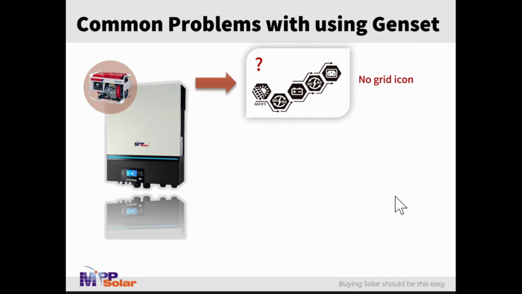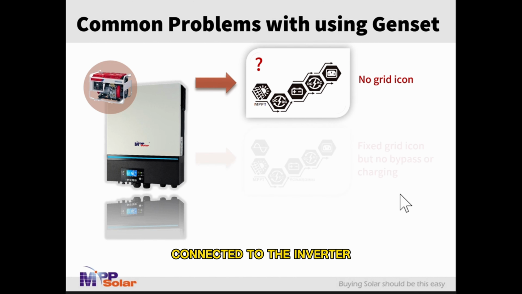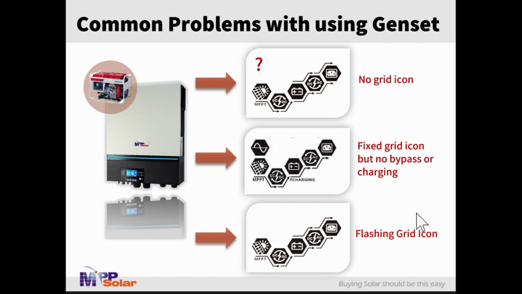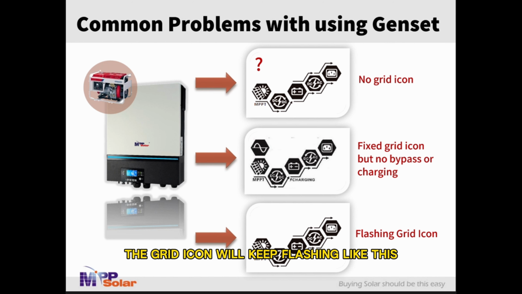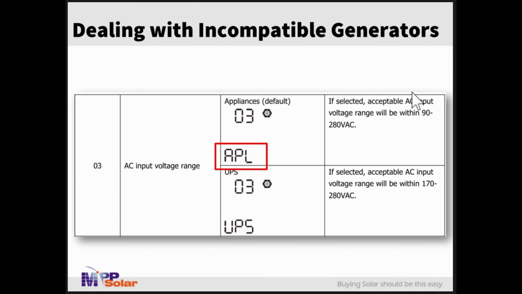First, you may see no grid icon at all, despite generators has already been properly connected to the inverter. Or the next scenario, you have a fixed grid icon, but bypass or battery charging simply don't work. Lastly, you have another possibility that when generator is connected and switched on, the grid icon will keep flashing like this, and yet bypass or battery charging simply don't work. So, what can we do to fix this?